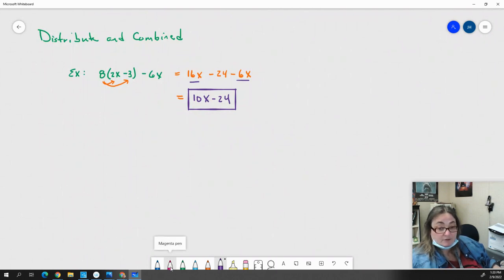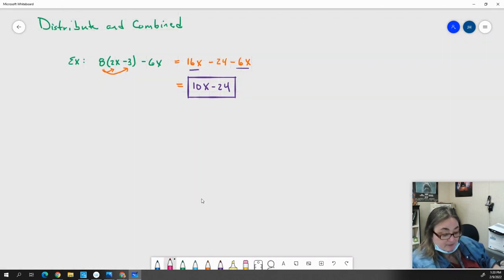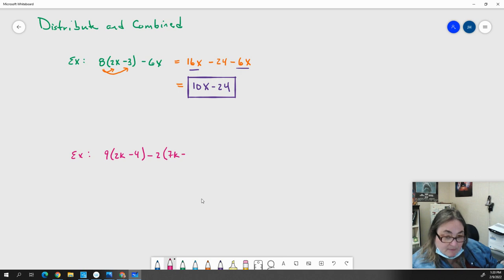Let's do one or two more of those just so you can have an ample number of examples, and then we'll move on. What if I have something crazy like, let's go 9 times 2k minus 4 minus 2 times 7k minus 12. So there's a lot going on in here, but we can still break it up the same way. I could still look at this and I can go, okay, well, I've got 9 times 2k. That is just 18k.